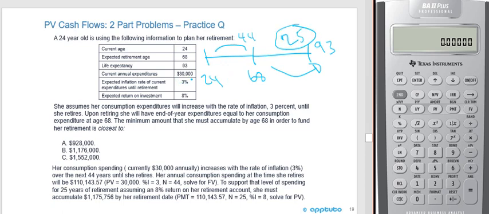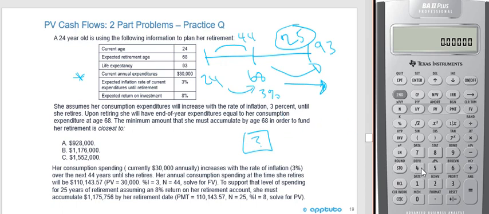So currently her annual expenditures are $30,000, and they're expected to grow at the rate of inflation, 3%, for the next 44 years. Then that's the amount that she wants for the 25 years of her retirement. She wants to have that level of expenditure. So we need to know how much money she needs when she's going to retire. Okay, so let's solve the first part.